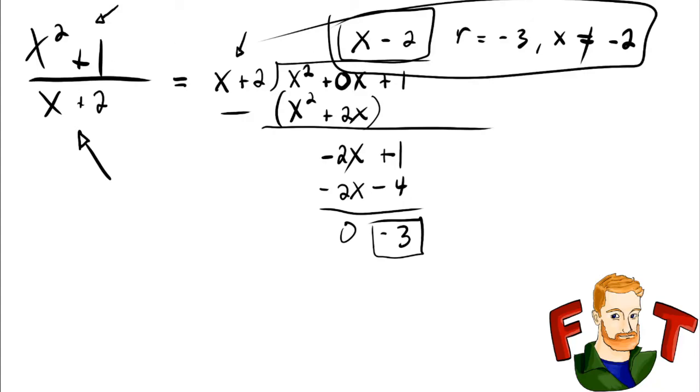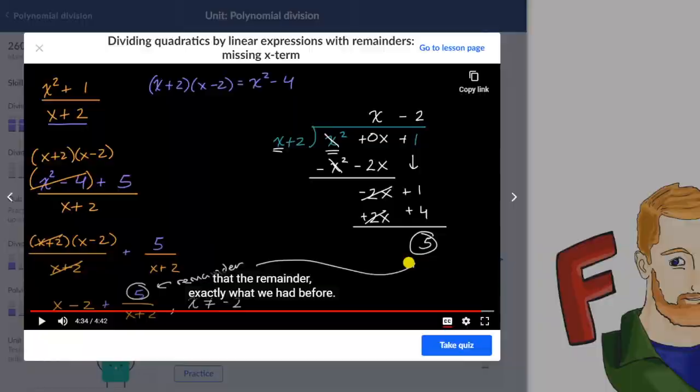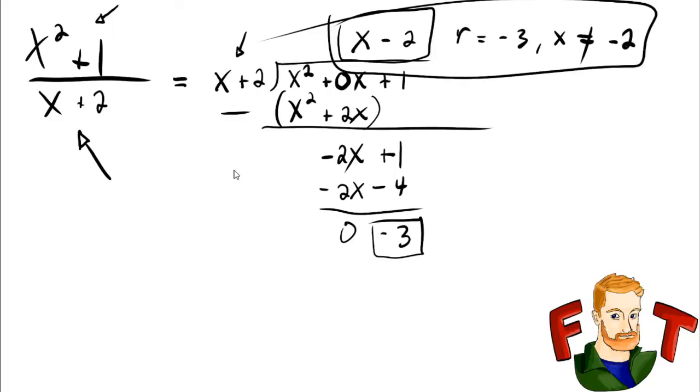Go back over to the video. So we see that the problem was initially set up properly. x squared plus 1 over x plus 2. Okay, that's right. x plus 2 goes into x squared x times, so that's right. So we subtracted and we got the negative 2x.